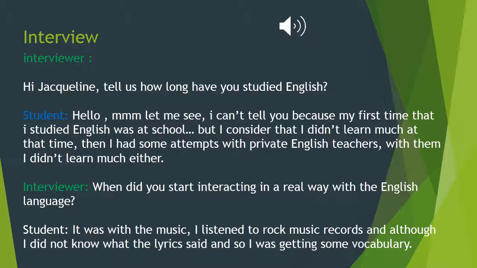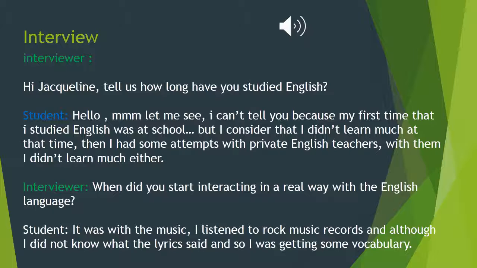Hi Jacqueline, tell us how long have you studied English? Hello. Let me see. I can't tell you because the first time that I studied English was at school, but I consider that I didn't learn much at that time. Then I had some attempts with private English teachers. With them, I didn't learn much either.